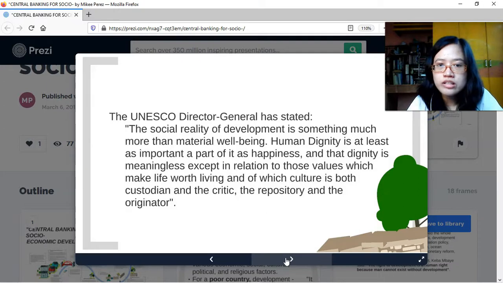UNESCO Director General statement: the social reality of development is something much more than material well-being. Human dignity is at least as important a part of it as happiness. And that dignity is meaningless except in relation to those values which make life worth living, and of which culture is both the custodian and the critic, the repository and the originator. Okay.